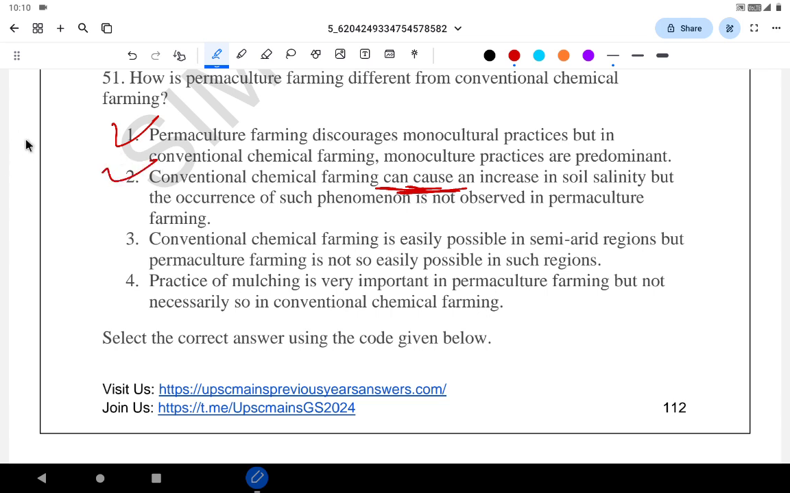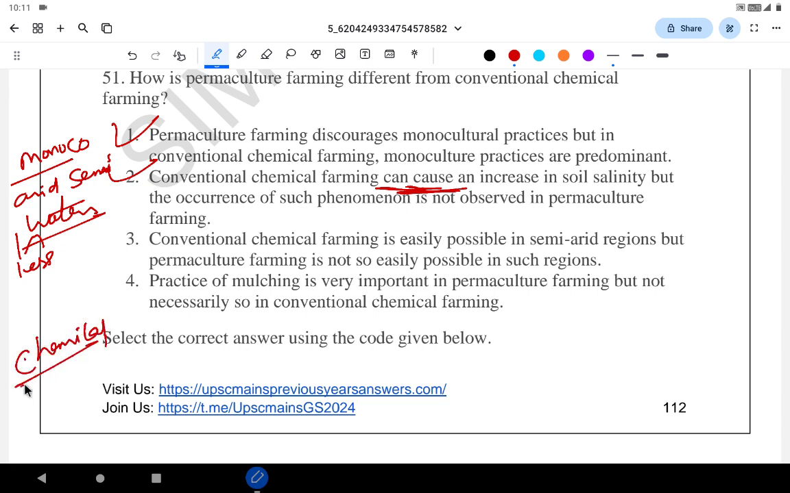See, permaculture mainly discourages monoculture. It's mainly practiced in arid and semi-arid areas where there is less availability of water. Where there is less availability of water, in that area permaculture is done. Chemical farming, or conventional farming, is mainly about chemical inputs, pesticides, insecticides, etc., plus a lot of water. Chemical farming is easily possible in semi-arid regions?